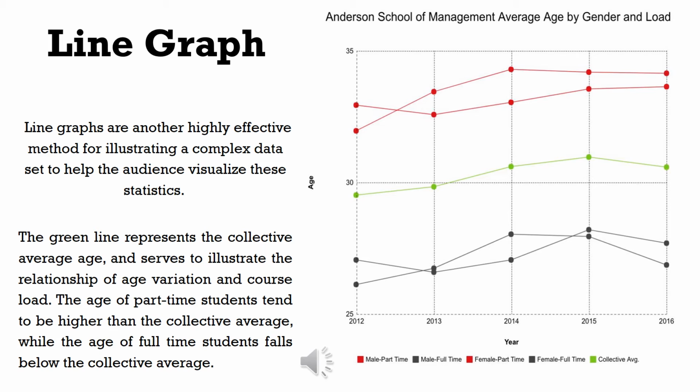We were sticking with the red and black and silver theme to represent UNM. I know the green kind of doesn't fit into that at all and it's sort of random, but in terms of the purpose that I wanted, I think it serves for that use. And that pretty much sums up the line graph which we use to illustrate the Anderson School of Management average age by gender and load data set. Thanks.